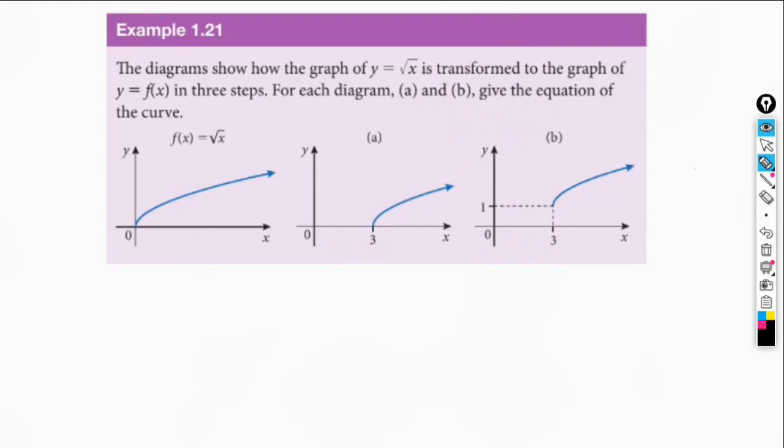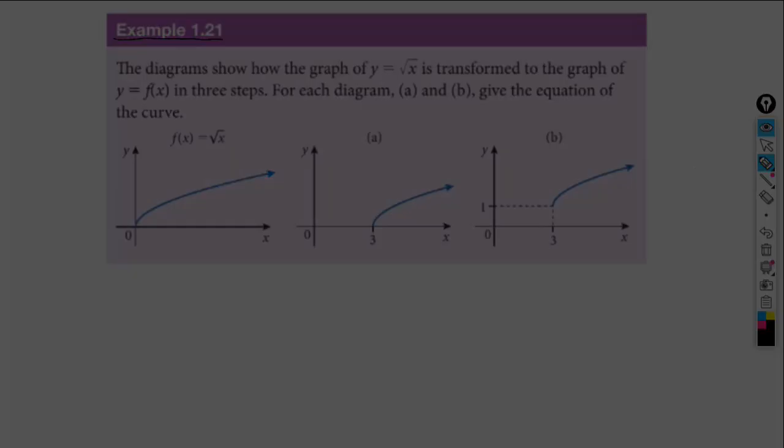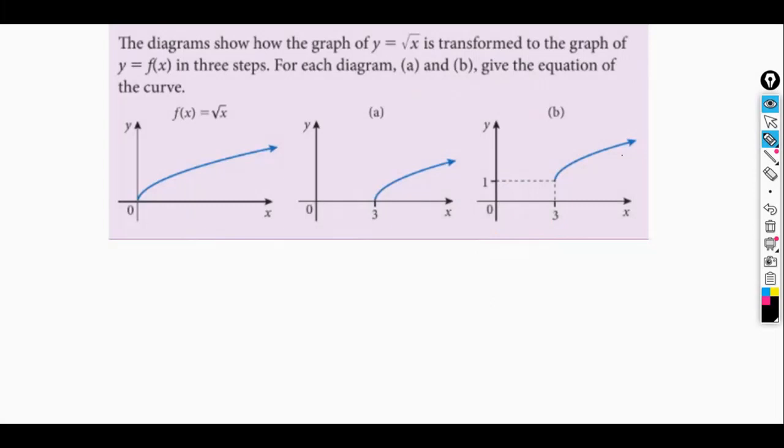So next, we're going to take a look at example 1.21. It says the diagrams show how the graph of y equals square root of x is transformed to the graph of y equals f of x in 3 steps. For each diagram, A and B, give the equation of the curve. So for A, it's simply a translation of 3 units to the right. So just remember that we would have to affect x. So that means that f of x equals square root of x would become square root of x minus 3 because it's to the right.